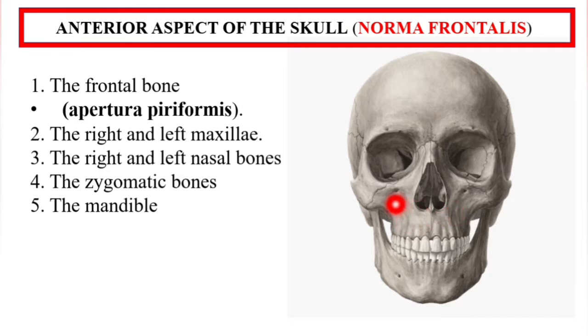And right below here, you can see the infraorbital foramens. You can also see right and left zygomatic bones, or cheekbones. And going down, there is the mandible for the lower jaw. And you can see these two foramens, the mental foramens, foramen mentale.